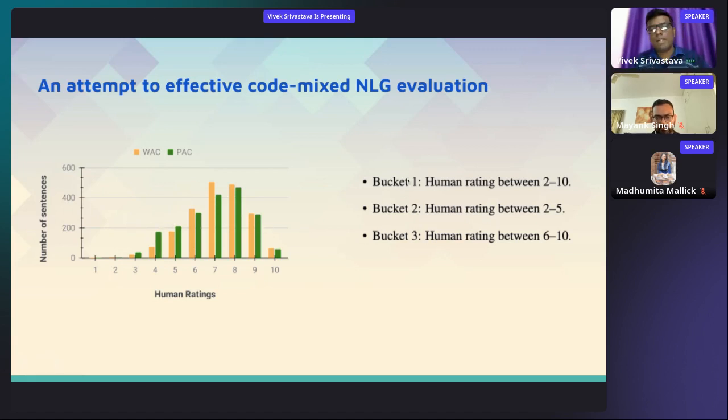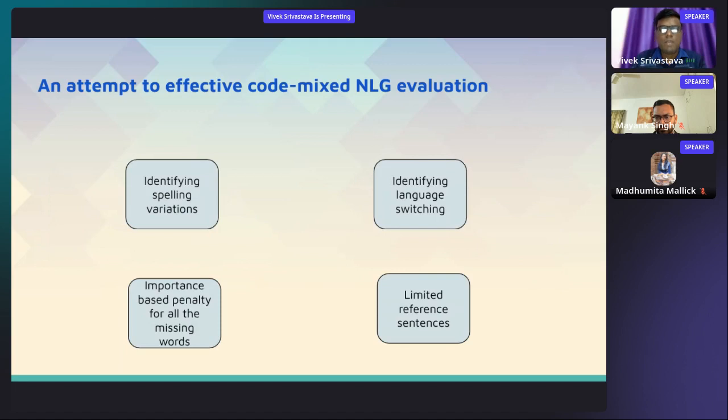So we divided this entire 2 to 10 rating into 3 different buckets. In bucket 1, we have sentences in the entire 2 to 10 rating. In bucket 2, we have sentences in the 2 to 5 rating, and in bucket 3, we have sentences from 6 to 10 ratings. And what we saw was that there are 4 different problems happening.